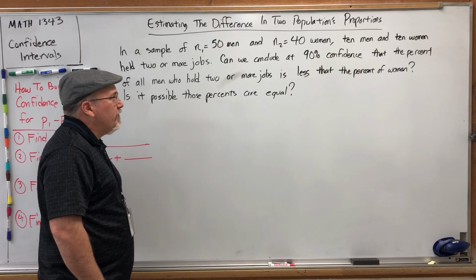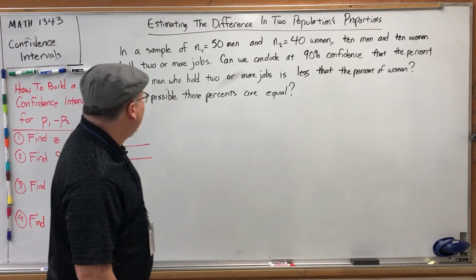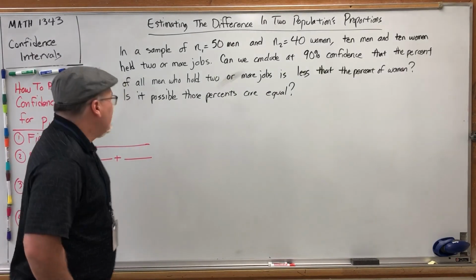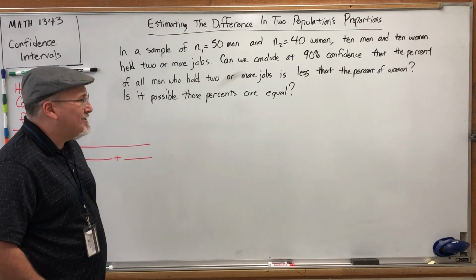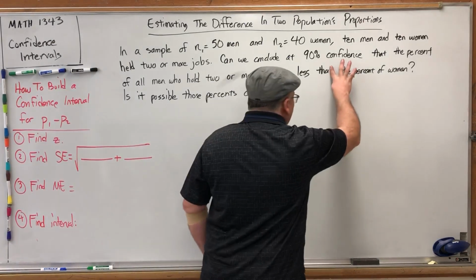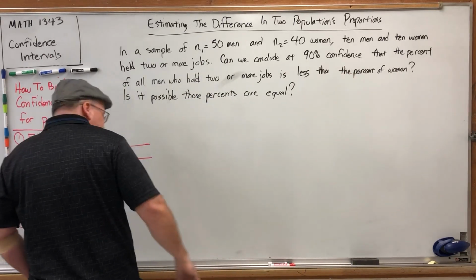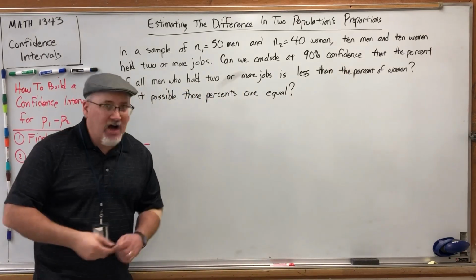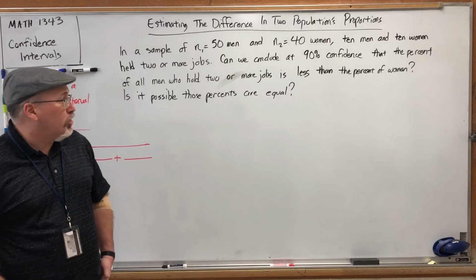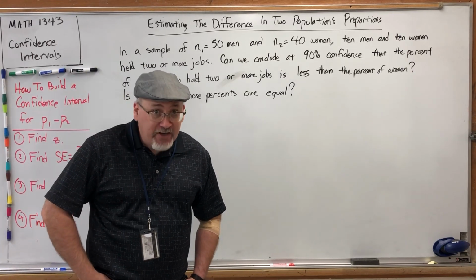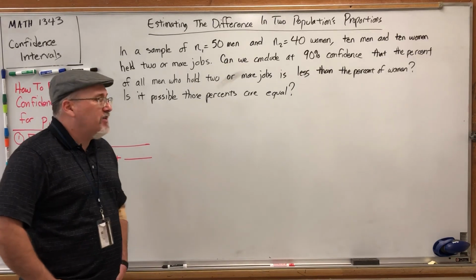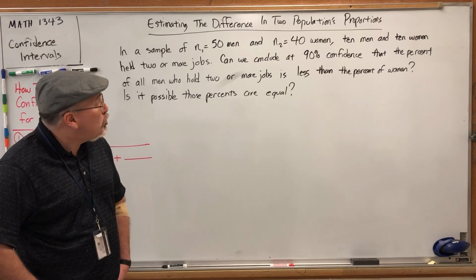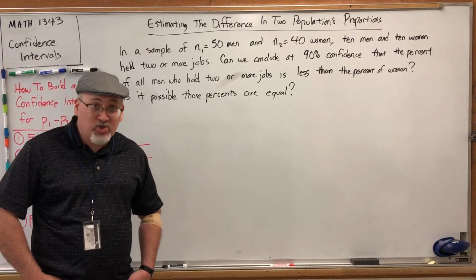In a sample of N1 equals 50 men and N2 equals 40 women, 10 men and 10 women held 2 or more jobs. Can we conclude at 90% confidence that the percent of all men who hold 2 or more jobs is less than the percent of women? Is it possible that these percents are equal? Well, before we answer those questions, it should be pretty clear that we have to build a confidence interval based on the fact that we are asked to conclude something at 90% confidence. But we're not just building a confidence interval for a single population. We want to compare the difference in two populations' proportions.